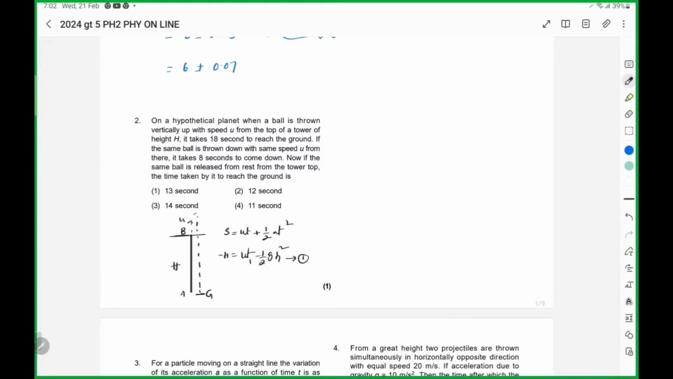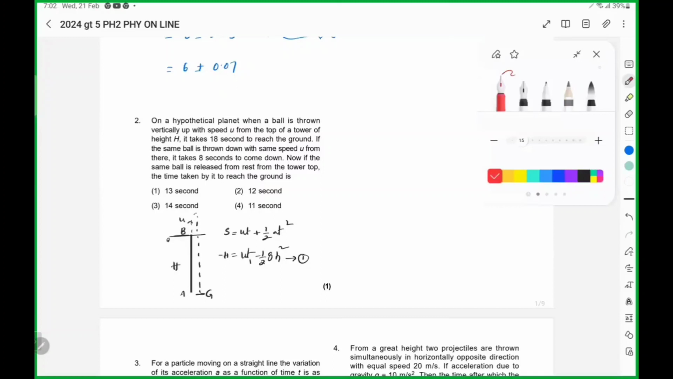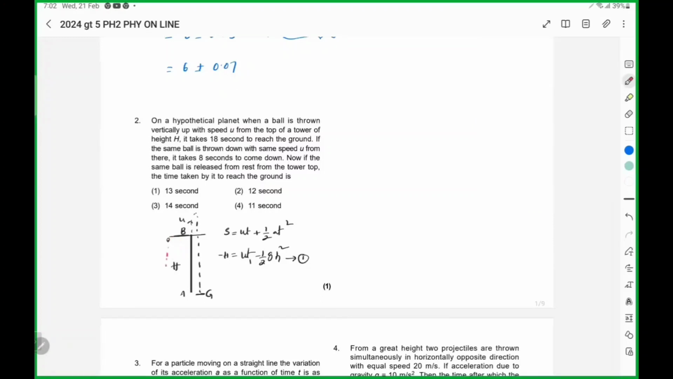Another case is if the same ball is thrown down with the same speed. Here it is not dropped, it is thrown down with a velocity u. And in this case, minus h equals minus ut minus half g t2 square. Let us assume that it reaches the ground in t2.